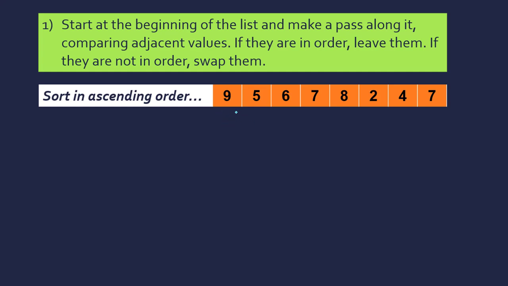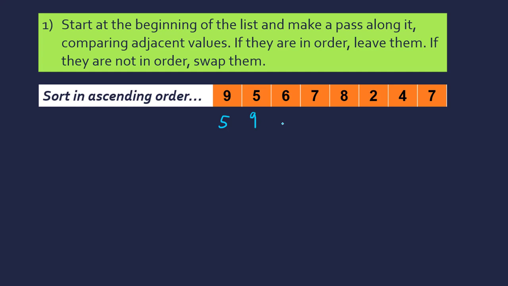So first of all, we want to compare 9 and 5. Are they in order? Well, they're not, because we need to swap them, because it needs to be in ascending order. So we basically will just write down 5 and 9. And I'm not going to write out the rest of the list each time, because that's a bit of a waste of time. Now 9 is in the second position.